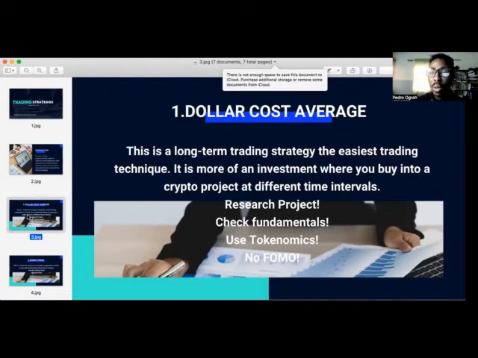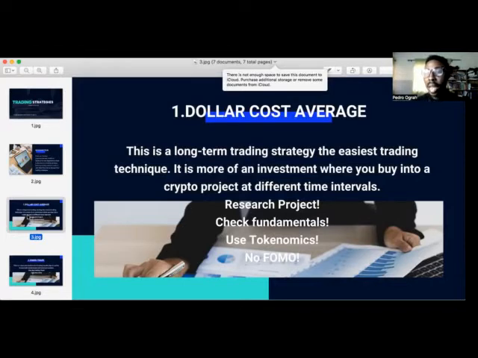Now, what do you do in dollar cost averaging? Let's say, for example, you want to invest in Bitcoin. You use CoinMarketCap or CoinGecko to check the tokenomics, talking about the circulating supply, maximum supply. You check the all-time high, you check the all-time low. You check what people are saying about that project. Look at who is sponsoring that project. Look at the use case of that particular cryptocurrency project.